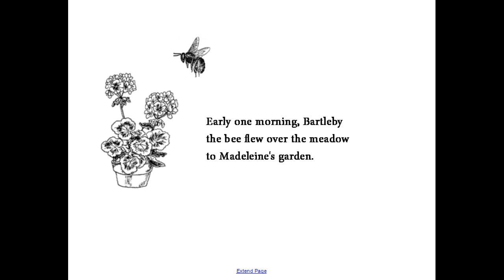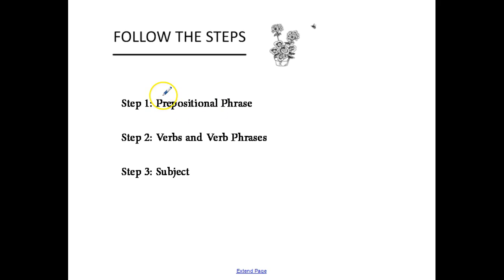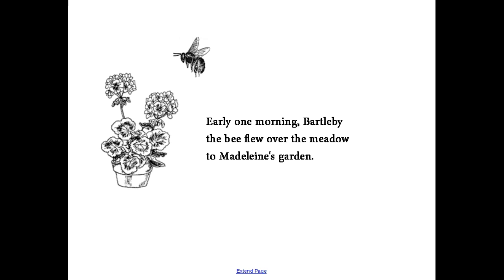So remember this sentence that we used in step 1. Early one morning, Bartleby the bee flew over the meadow to Madeline's garden. And remember that step 1 is, of course, to identify prepositional phrases, which we put in square brackets. Step 2 is to identify verbs and verb phrases, which we underlined twice, and then we label them either as A for action, L for linking, or H for helping. And then step 3, which is today's lesson, is to identify the subject, and the subject we're going to underline once. Let's do all 3 steps with our model sentence here about Bartleby the bee.